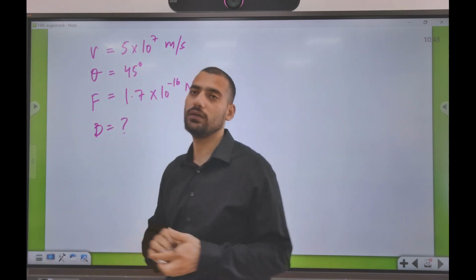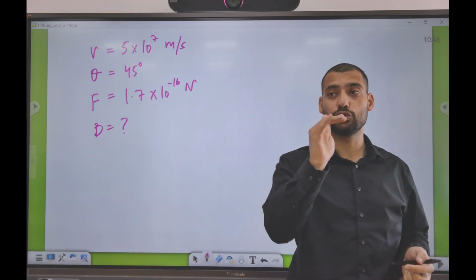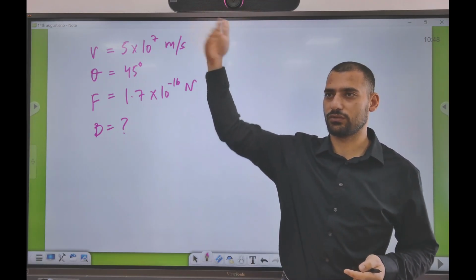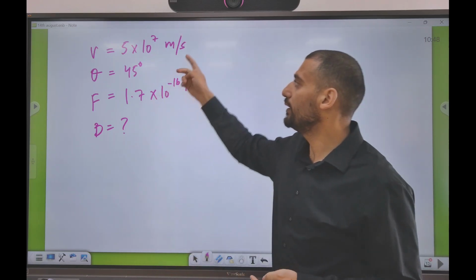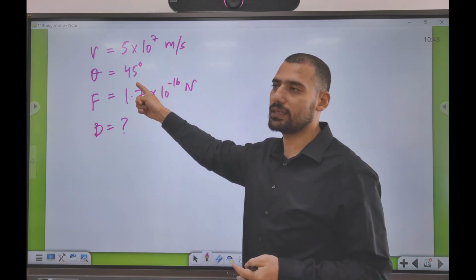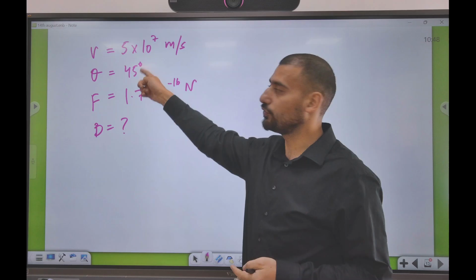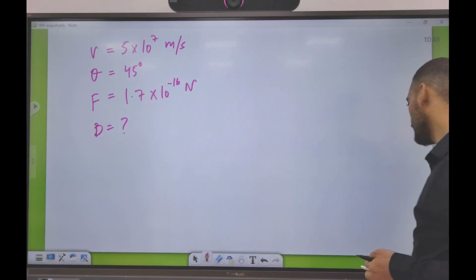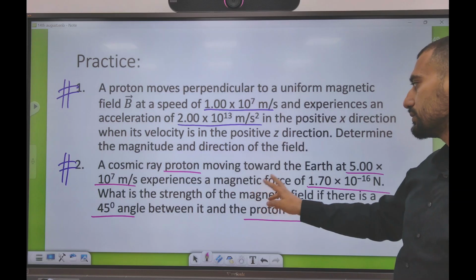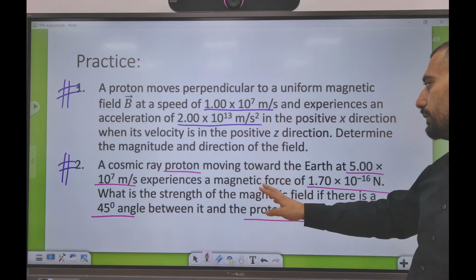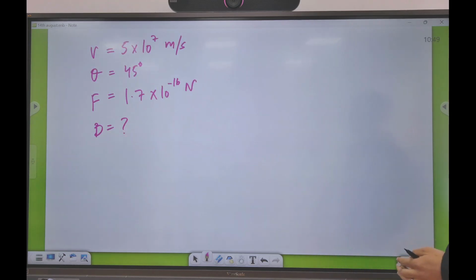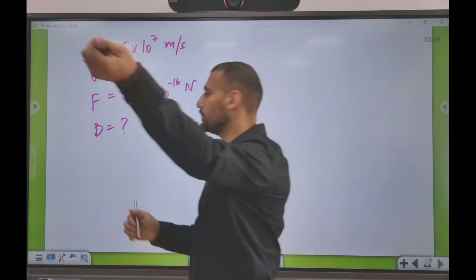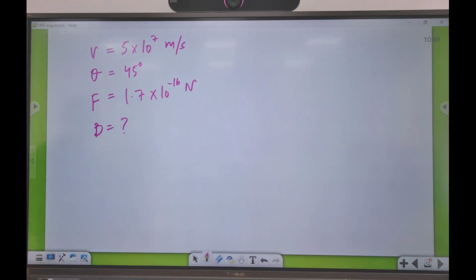So this proton, the cosmic proton, is trying to approach. It is coming from the universe, okay? It's approaching Earth. So the question is, what is the magnetic field when its velocity is this, and the angle between the magnetic field and the velocity is 45 degrees? So the angle between velocity and magnetic field is 45 degrees. So how do we evaluate it?